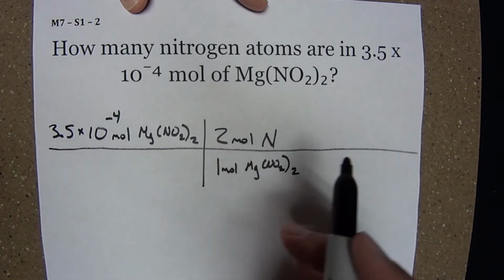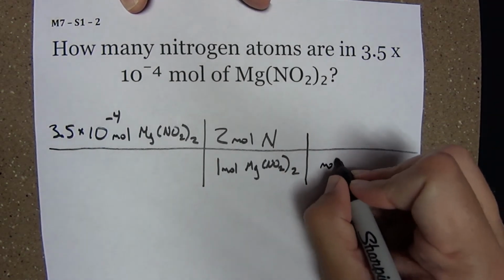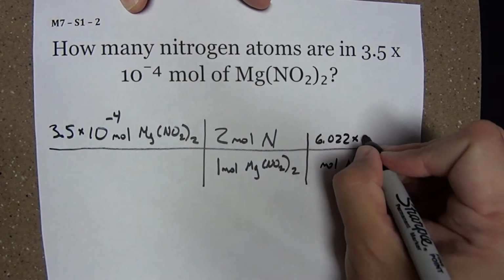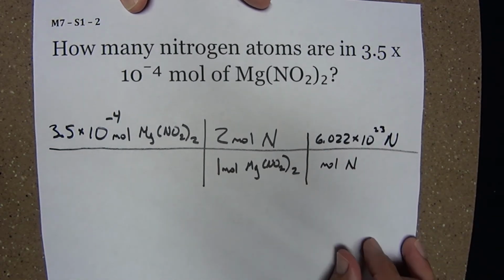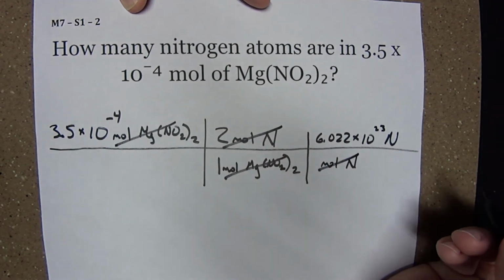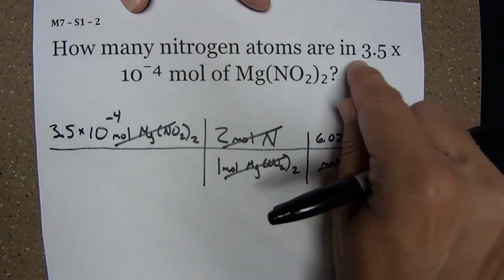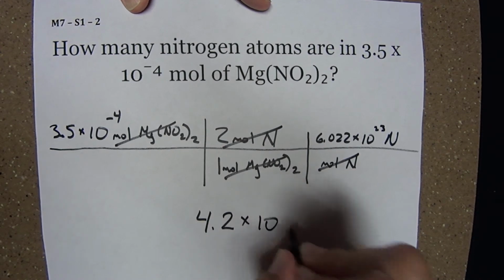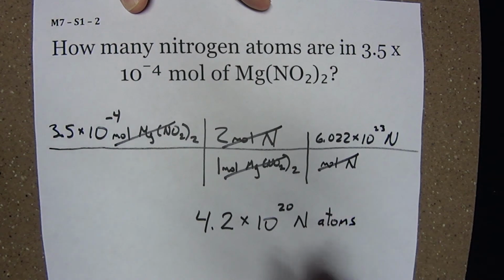From moles of anything, I can go to number of anything using Avogadro's constant. Recall it has inverse mole units, 6.022 times 10 to the 23 nitrogen atoms per mole of nitrogen. Moles of compound canceled moles of compound, moles of nitrogen canceled moles of nitrogen. I'm left with number of nitrogen atoms. 2 significant figures in that final result, 4.2 times 10 to the 20 nitrogen atoms.